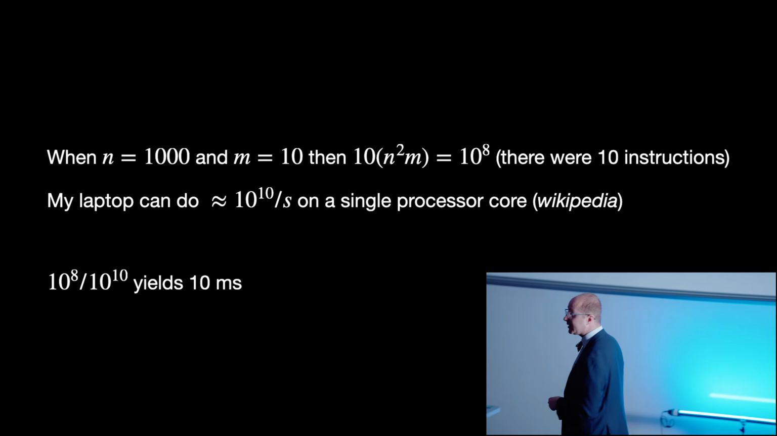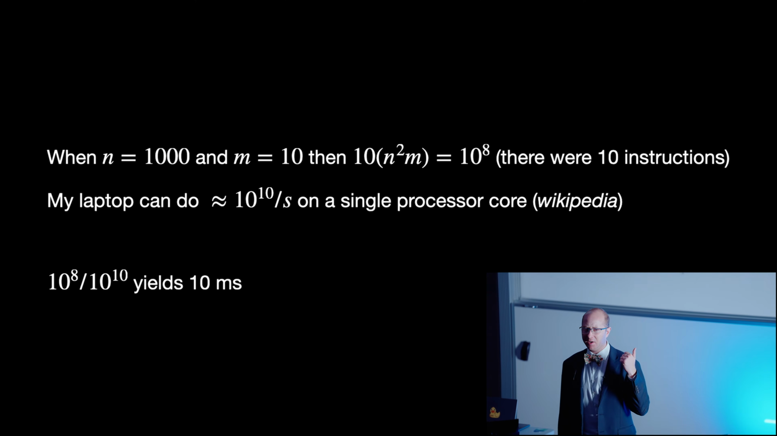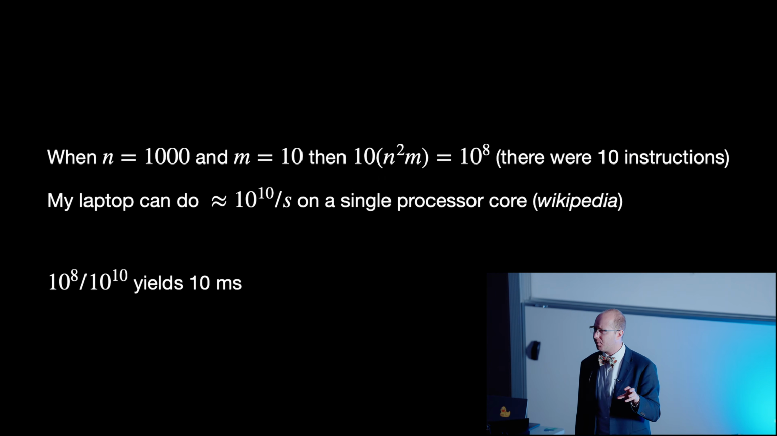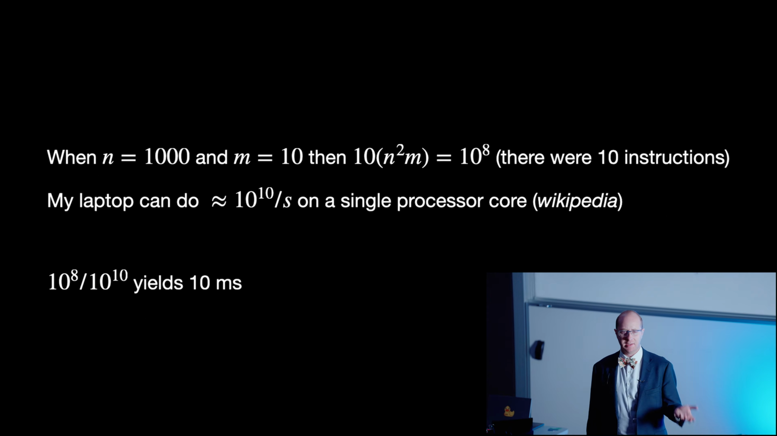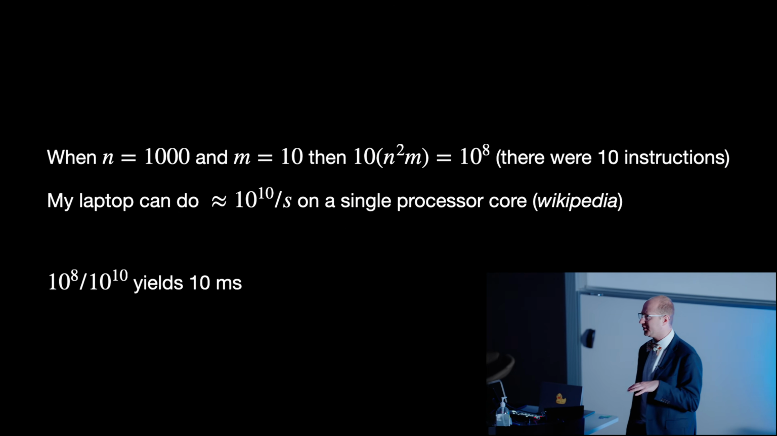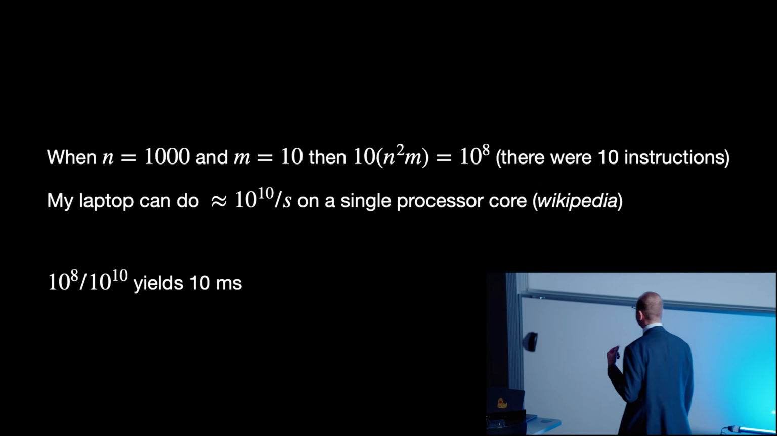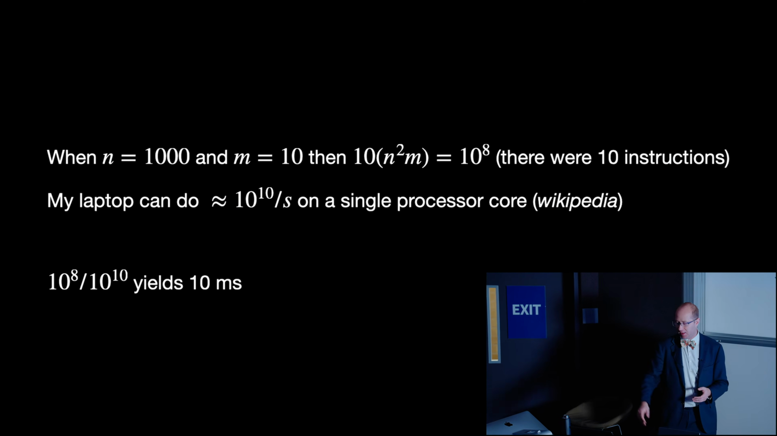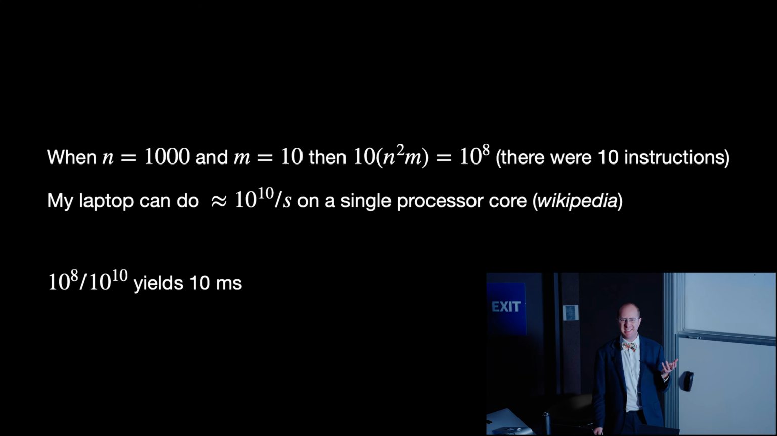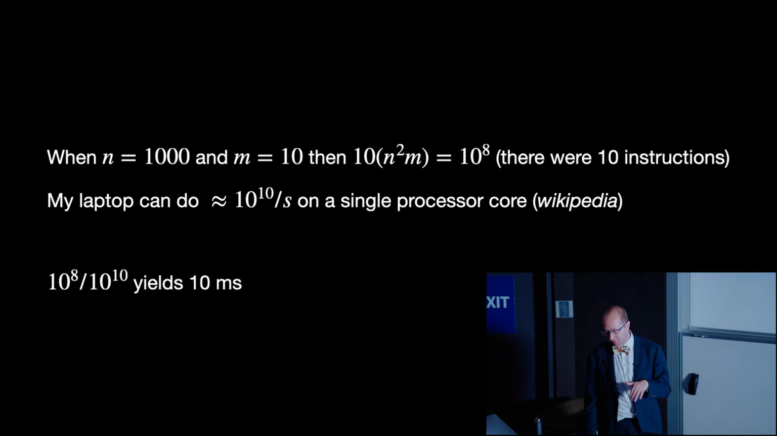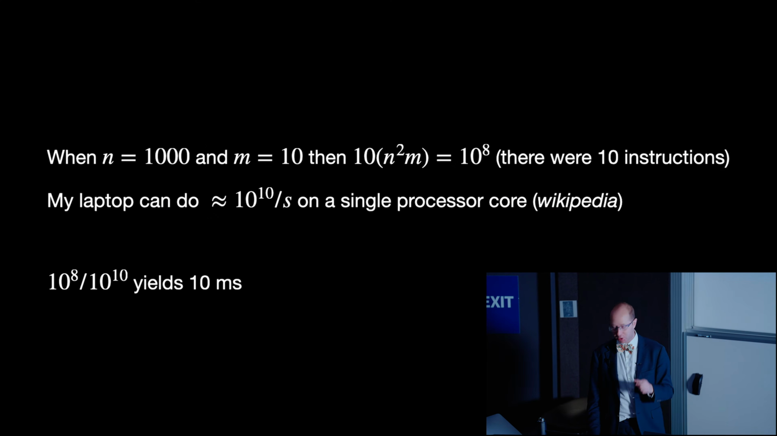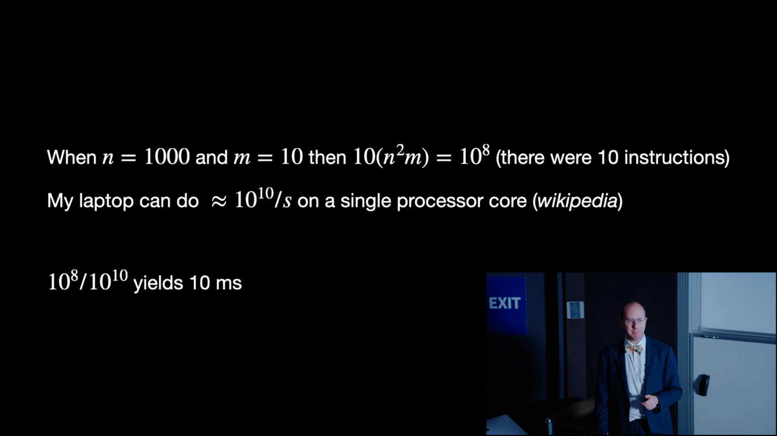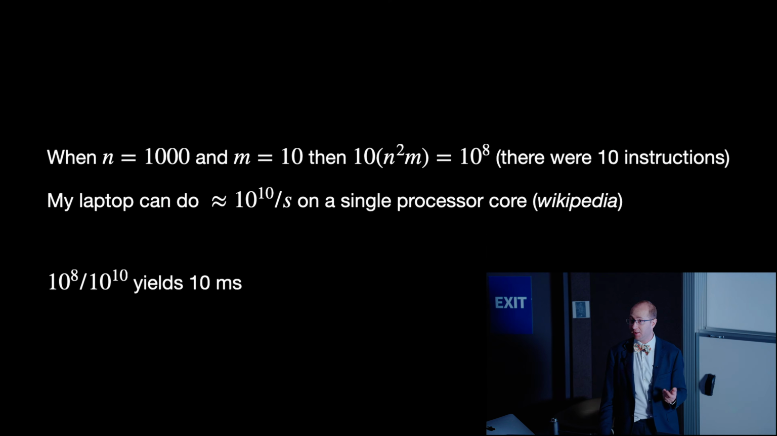Then n squared m gives us 10 to the 7. But remember, that's 10 to the 7 character comparisons, and because each character comparison takes 10 assembly instruction steps, that's going to give us an extra power of 10 there. So 10 to the 8. My laptop, this particular laptop, can do about 10 to the 10 things per second, or instructions per second. So this gives us about 10 milliseconds to run this program, which, I don't know, that's pretty good.